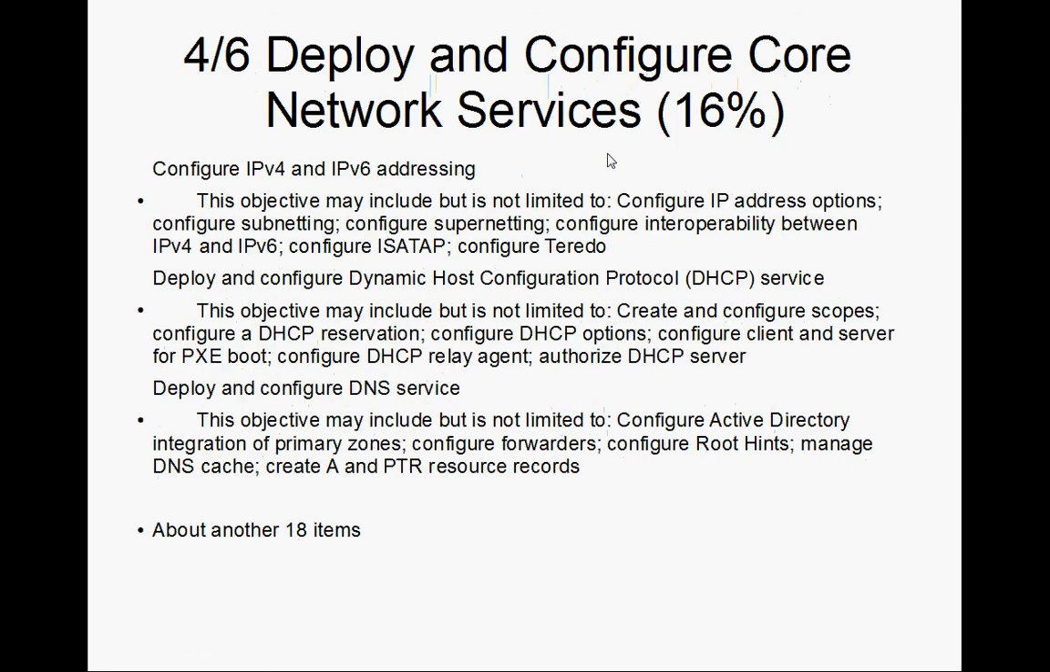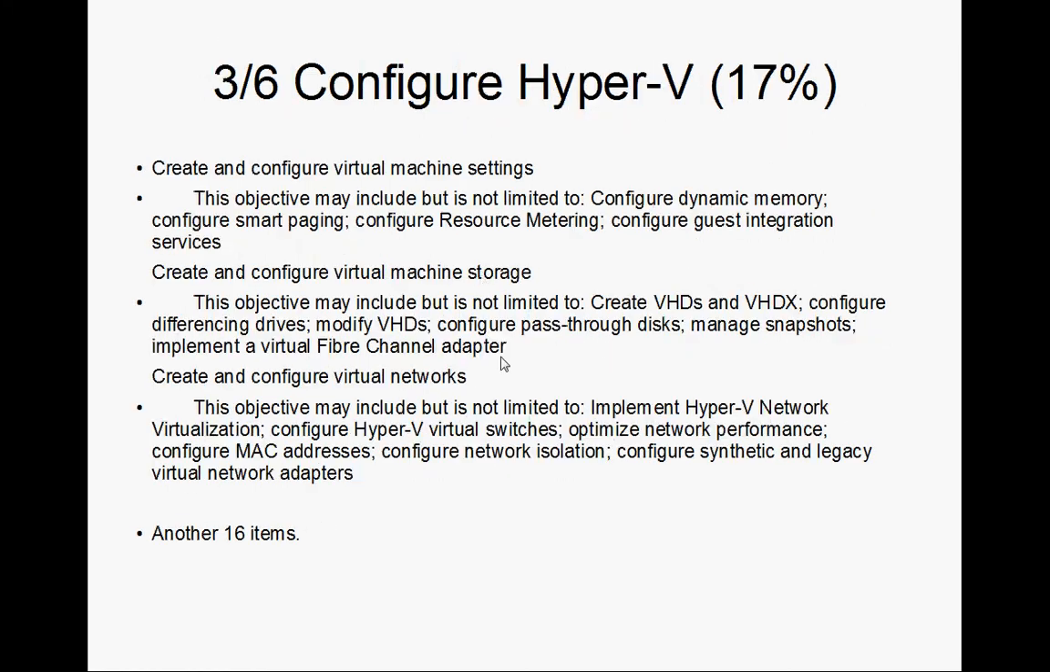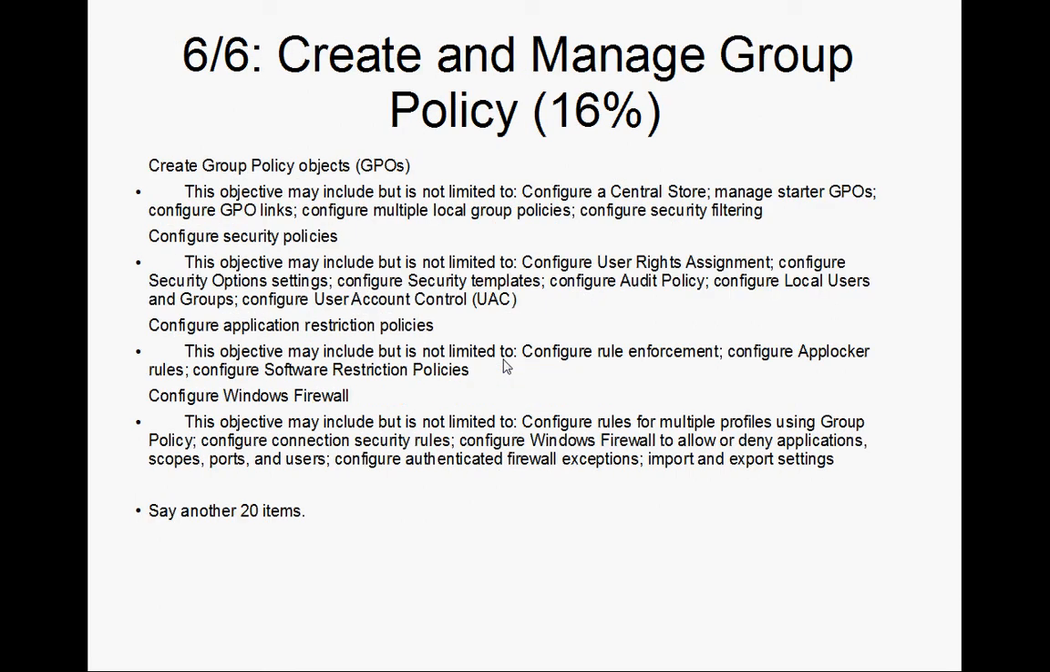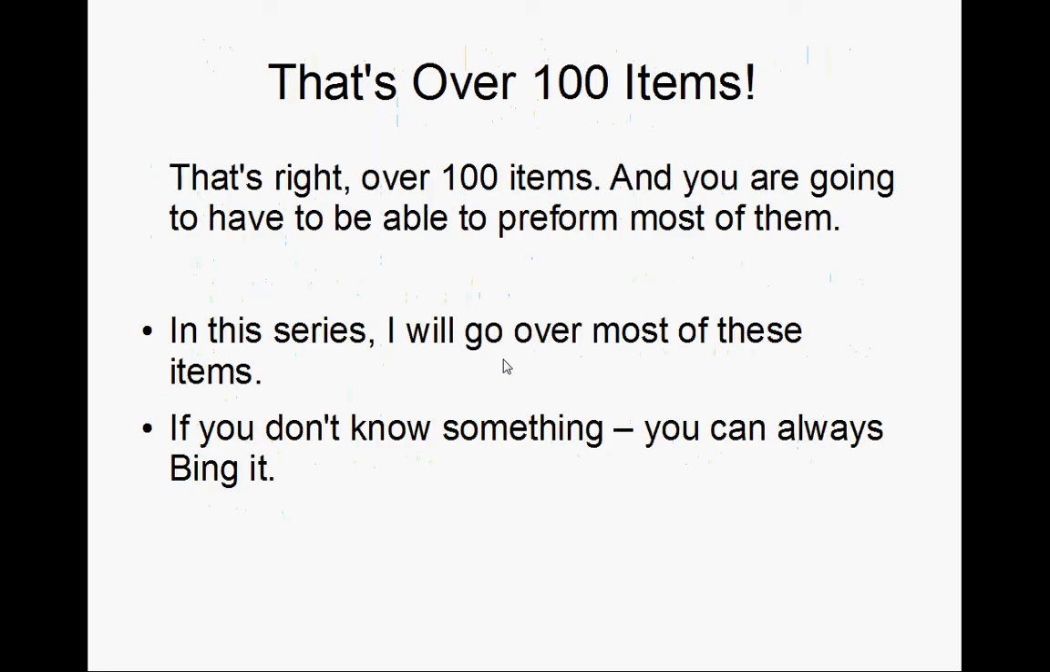Deploying and configuring core network services. If you've been doing Windows for a while, all that stuff will look familiar. It's got 18 items. Active Directory basics have about 30 items. Group policies got about another 20 items. We're over 100 items, and those are checklist items that you have to be able to know how to set up a printer for prioritization. And you have to know what prioritization is, that your boss gets to print before any of the secretaries when he's doing his crossword puzzle, whatever.